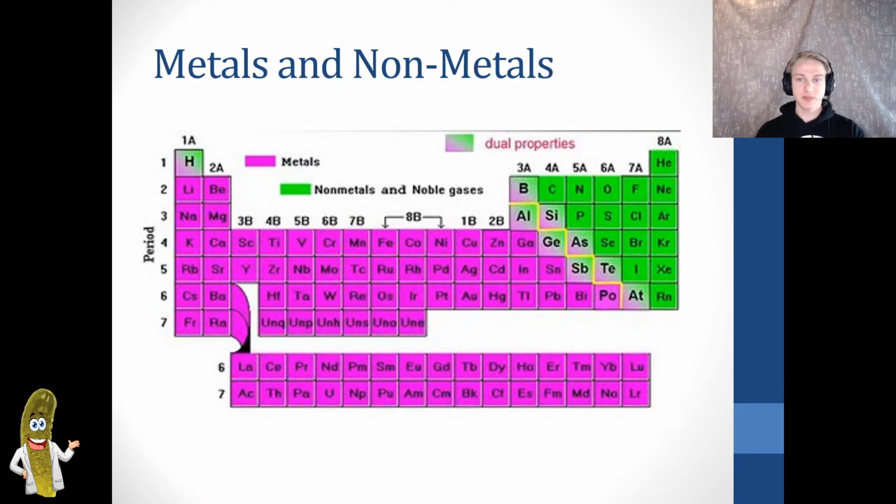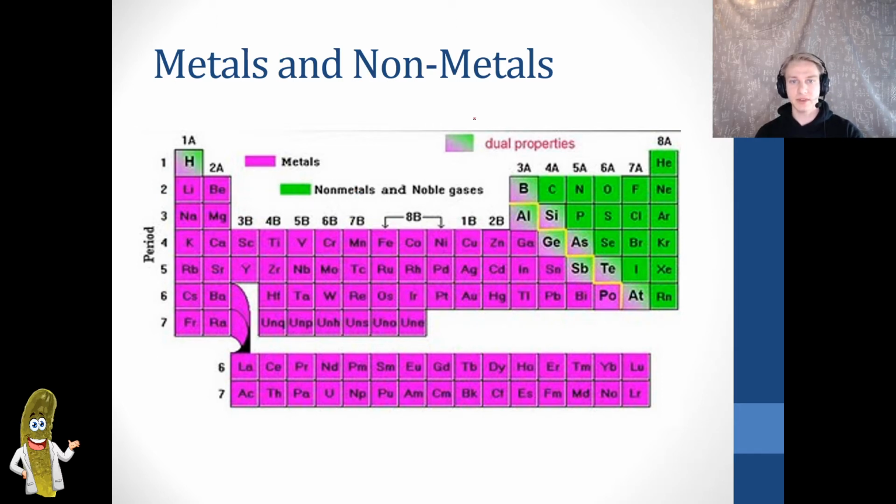So this becomes an incredibly important slide here. All of the metals are labeled in this purpley pink color. So all of these guys with the purpley pink color, these are all the metals. All of the non-metals and the noble gases are green. And so what's going to happen in an ionic compound is we're going to have one metal and one non-metal, and they're going to be coming together.